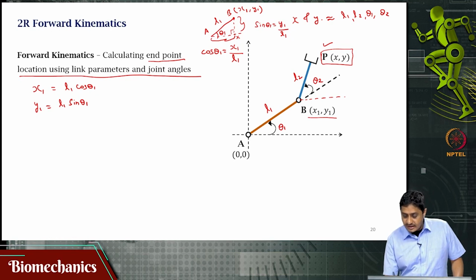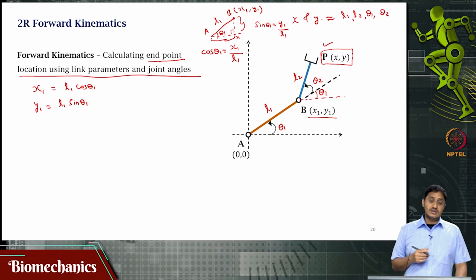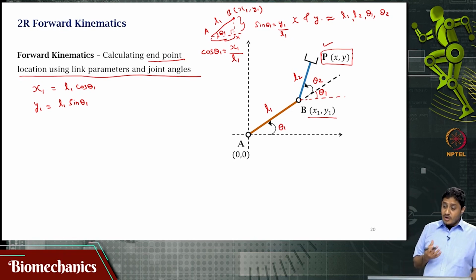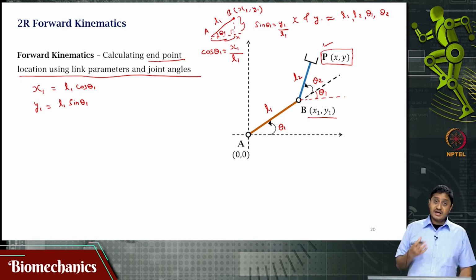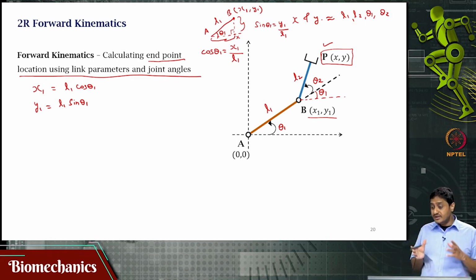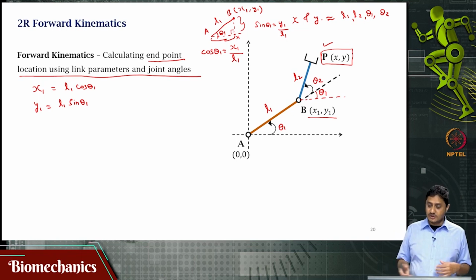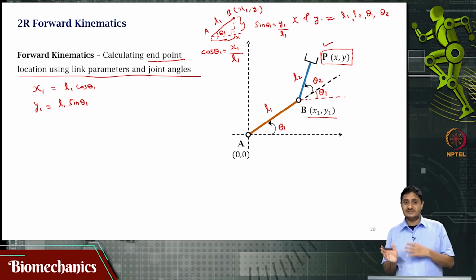Remember, the link BP is at an angle of theta 1 plus theta 2 to the horizontal. How do I know this? Because it has an angle of theta 2 with respect to the previous link, and the previous link has an angle of theta 1 with respect to the ground. So, the net inclination of this link with respect to the ground is actually theta 1 plus theta 2.